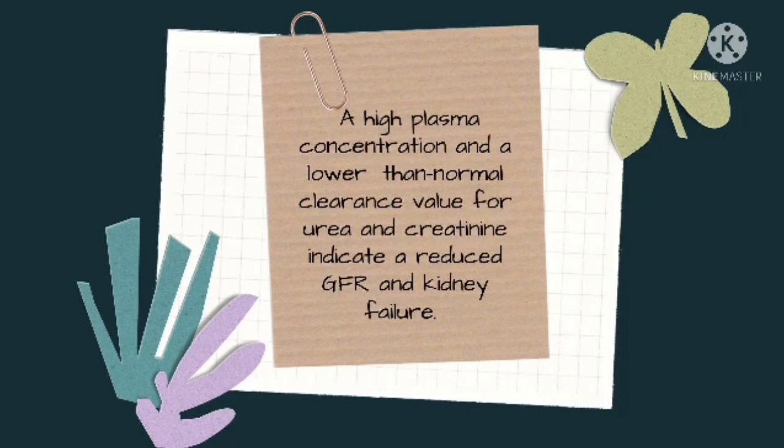GFR is reduced when a kidney fails, and therefore the measurement of the GFR can indicate the degree of kidney damage. And so we have to remember that a high plasma concentration and a lower than normal clearance value of urea and creatinine indicate a reduced GFR and kidney failure.